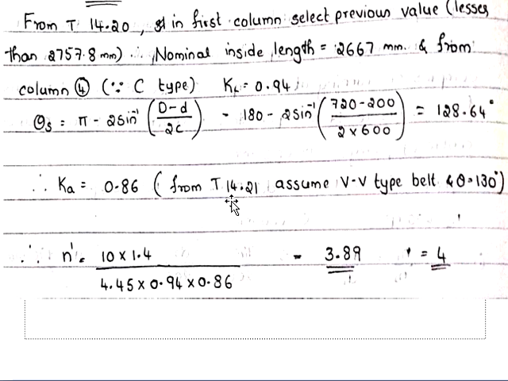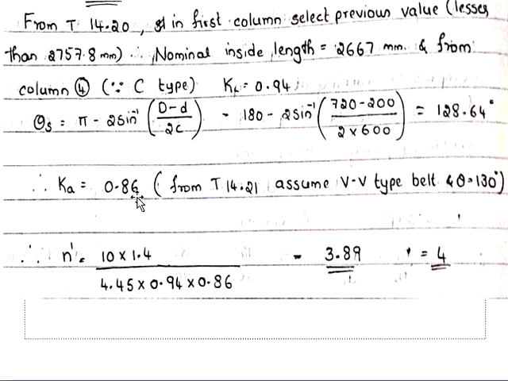Assume VV type belt, column number 2, select a theta value which is slightly larger than this. So next value is 130 degree. I'm having 130 degree in that table. Therefore, Ka value will be 0.86.